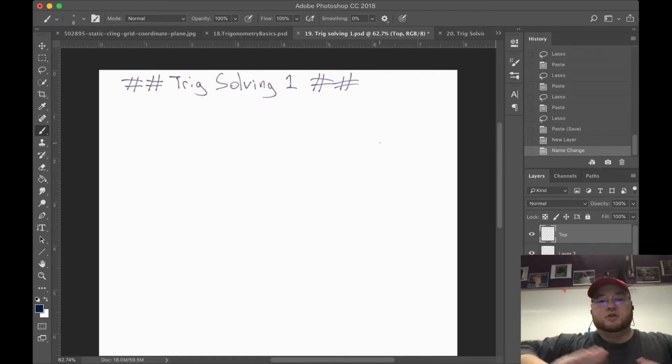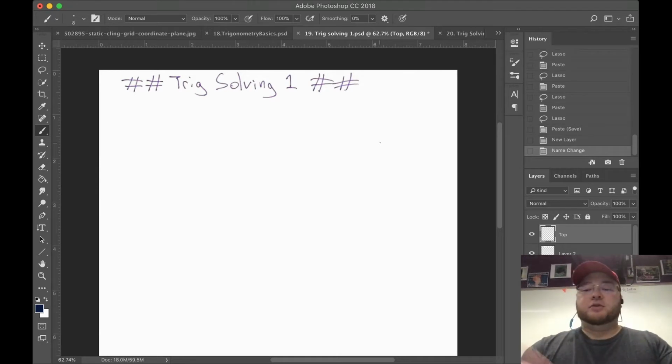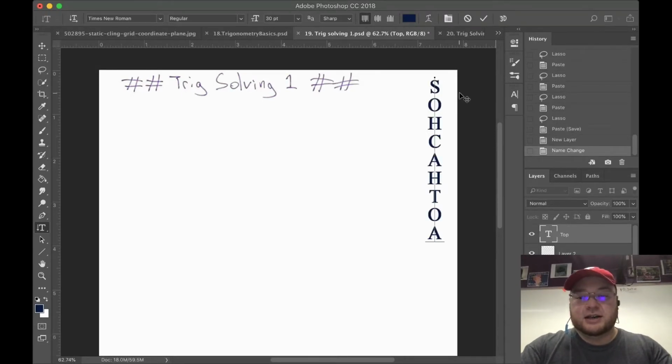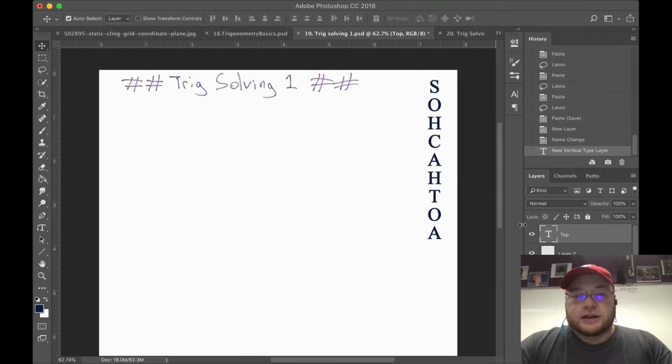Okay, so trig solving 1. This is what all that stuff we've been learning in the last section about sine, cosine, and tangent is all about, which is actually using those things to solve triangles. Hopefully you remember that one word that I told you to memorize, SOHCAHTOA. You've got to remember that because that's the basis for everything.